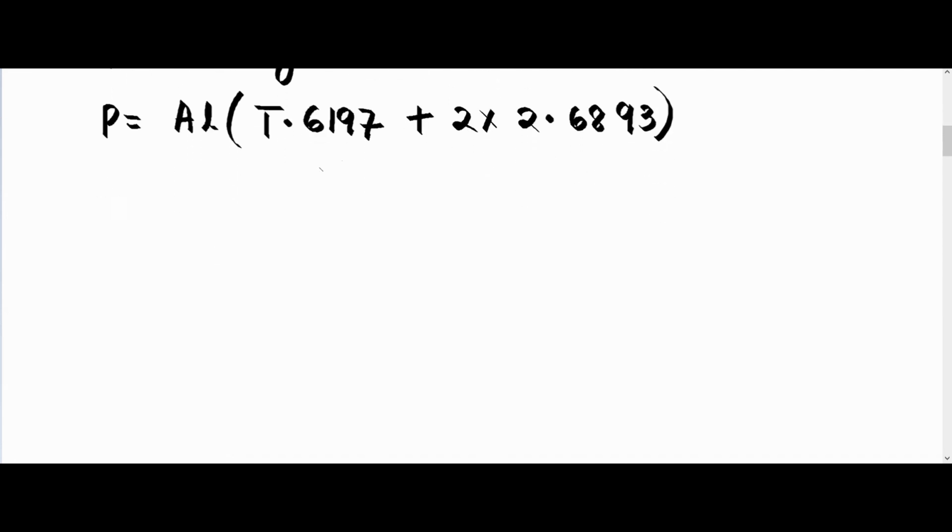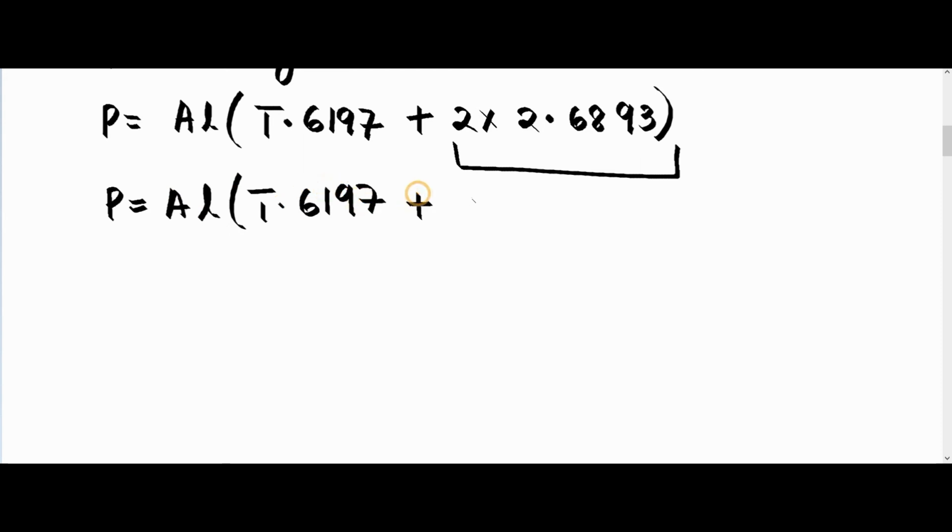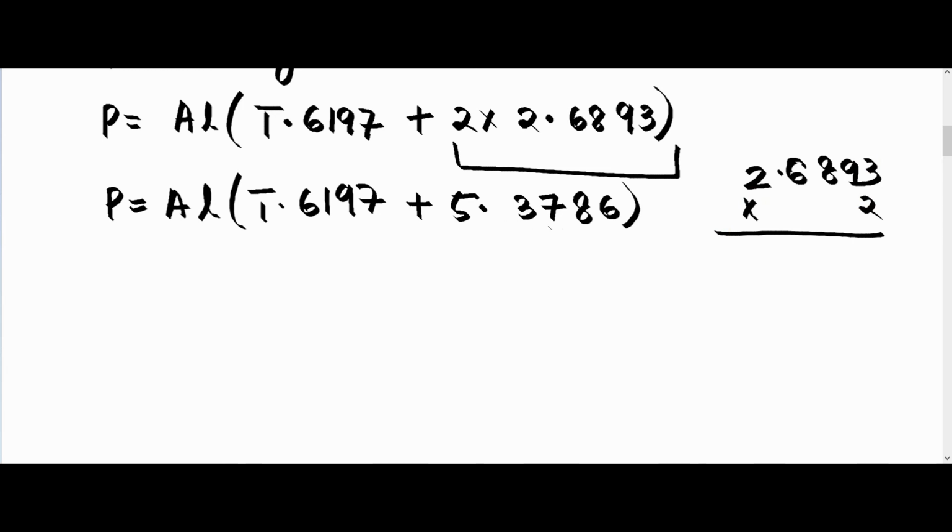Now let us multiply these two terms first. So we will get P is equal to anti-log of bar 1.6197 plus, so product of this multiplication will be 5.3786. So you multiply it, 2.6893 into 2. So check what answer you get. It should be 5.3786. Next we have to add these two numbers.